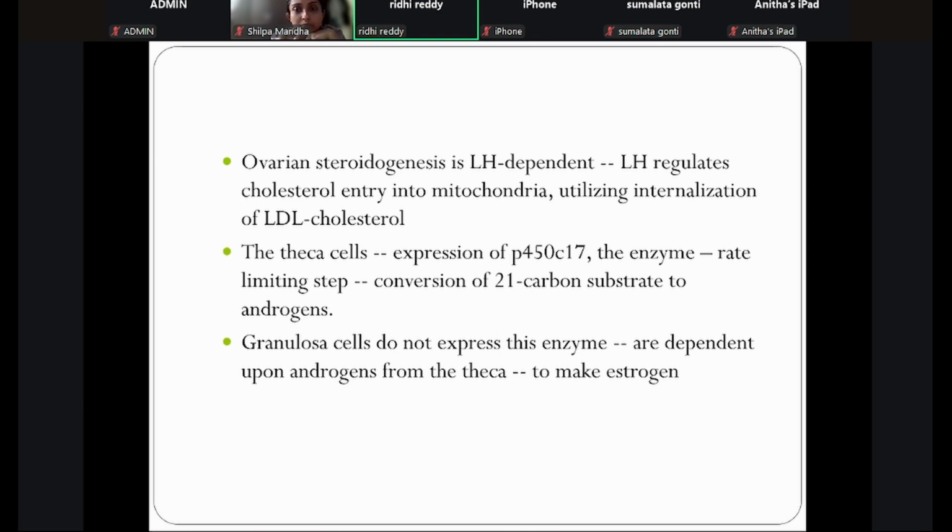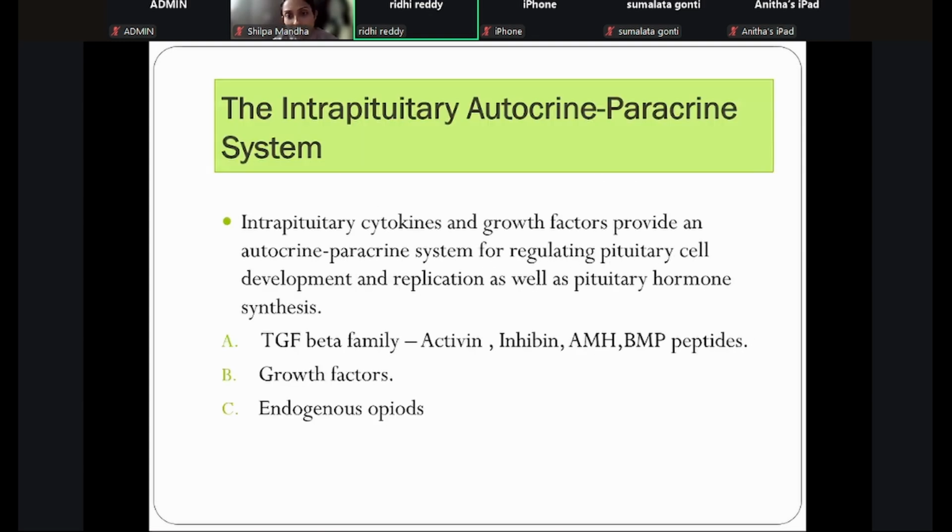LH regulates the cholesterol entry into mitochondria. Again, by the expression of P450, which is the rate limiting step, androgens are formed. And from the androgens, the granulosa cell takes up these androgens, and they are converted into estrogen by the aromatase enzyme.